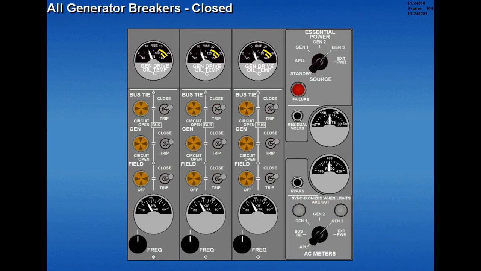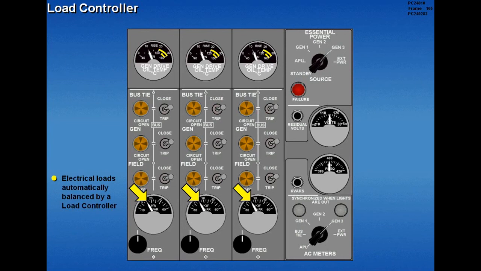With all 3 engine-driven generators supplying power, the generator lights are extinguished, and an electrical load is displayed on each kW meter. When the engine-driven generators are operating in parallel, electrical loads are automatically balanced by a load controller, and generator frequency should not be manually adjusted.